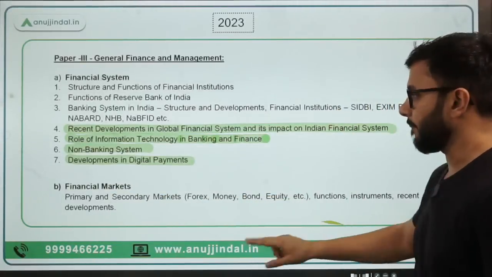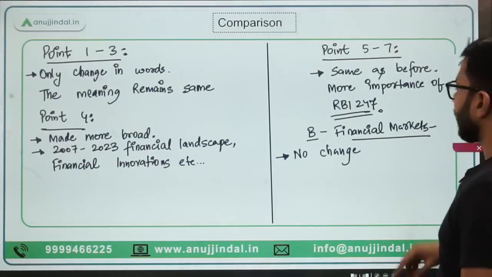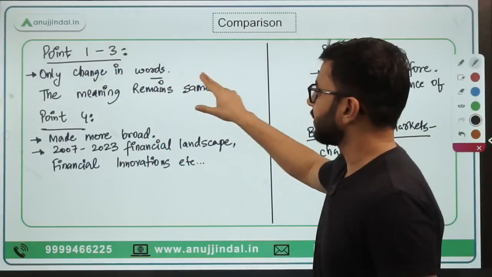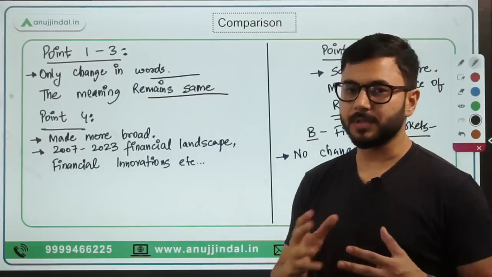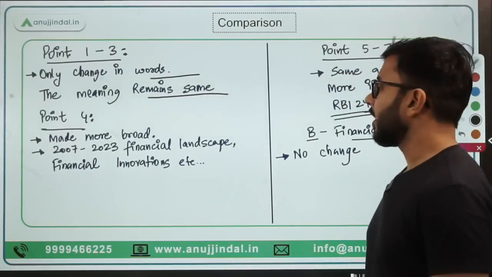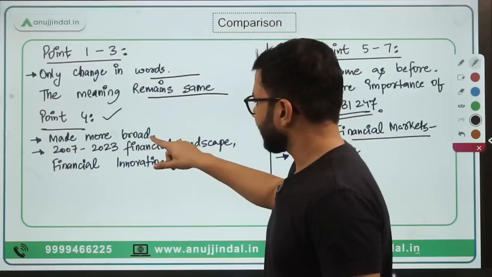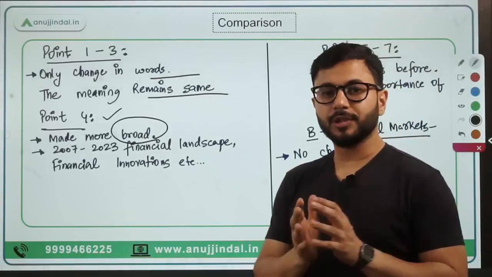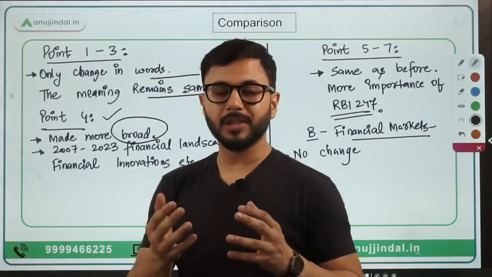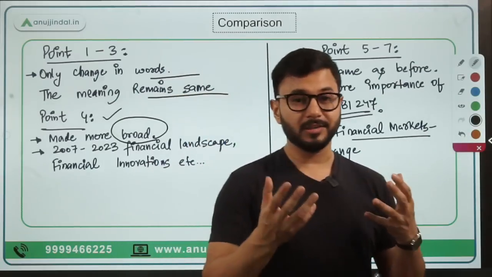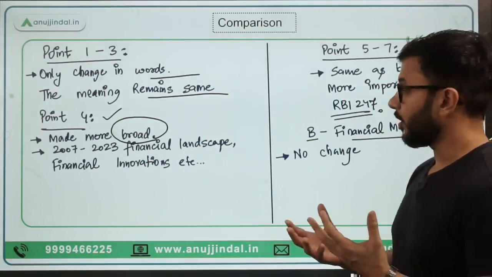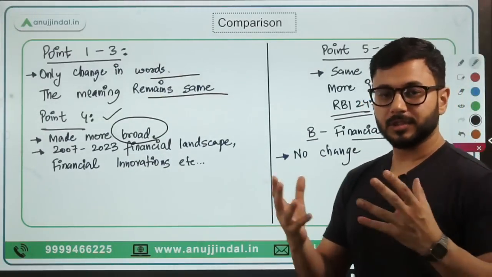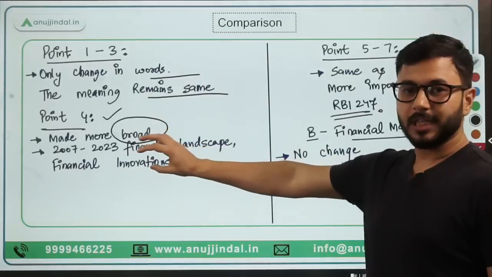Okay, we'll talk about this, and there's no change in financial markets. It's exactly the same. Now, when we compare these two, what do we figure out? Point number one, two, three, only change in words. The meaning remains the same. Therefore, your preparation need not change at all. Point number four has been made more broad. It used to be more specific in nature, and RBI realized that it cannot be so specific when it's asking questions related to the Indian financial system, regulatory bodies, the entire banking system and capital markets. And therefore, now this has been made more broad.